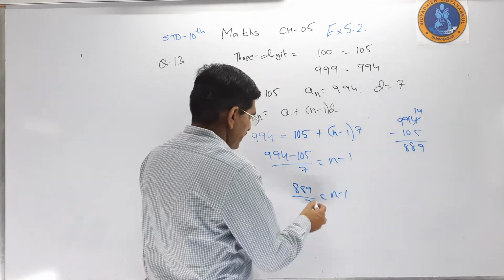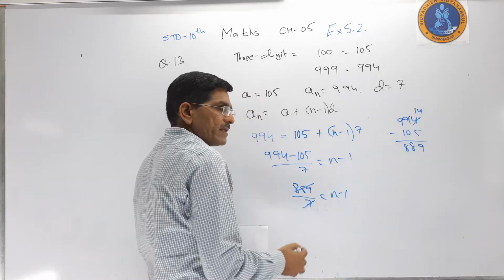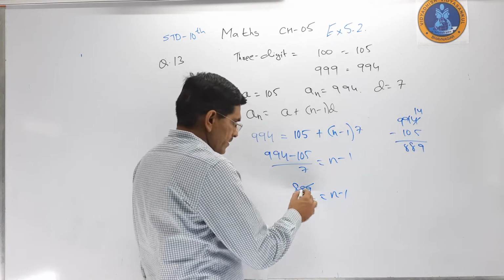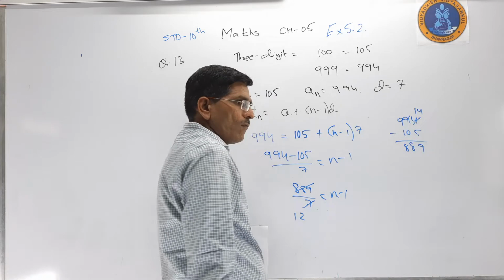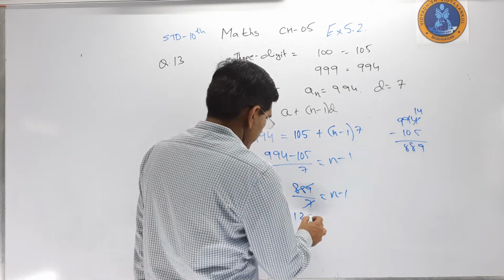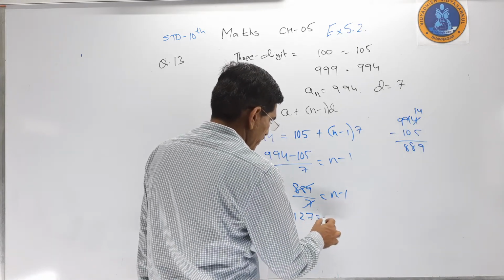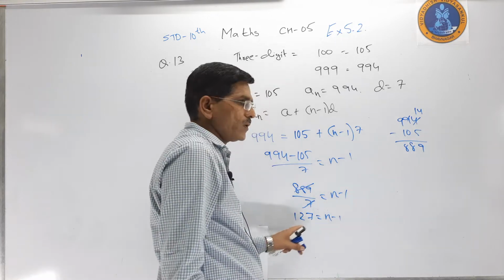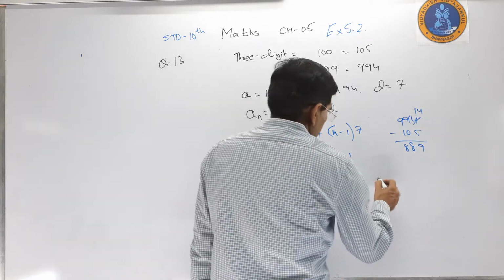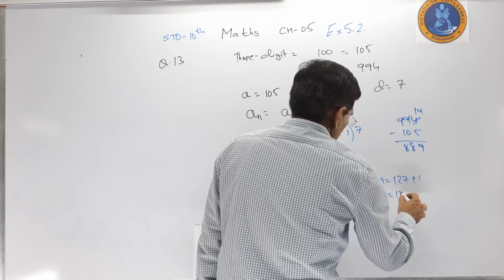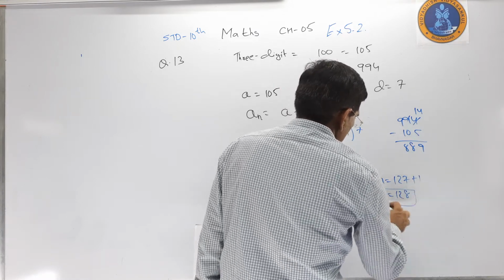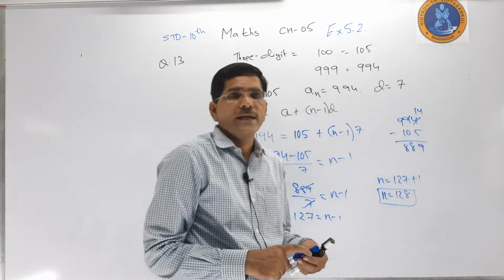If you divide, 7 ones are 7, 7 twos are 14, 7 nines are 63, 7 sevens are 49. So n minus 1 is 127. Therefore n is equal to 127 plus 1, that is 128. n is equal to 128.